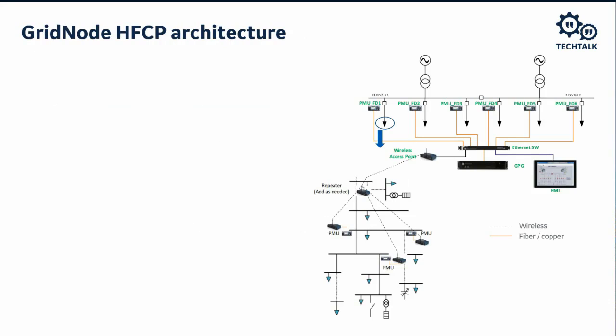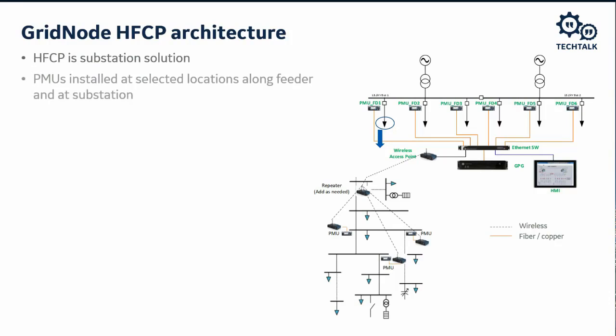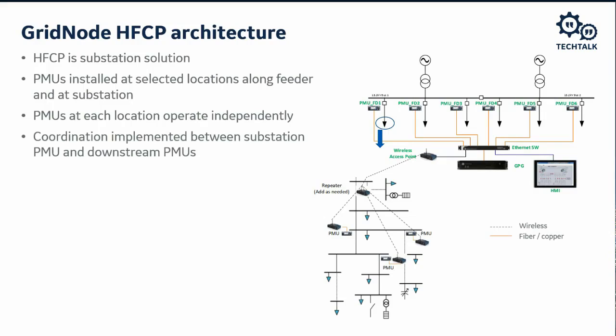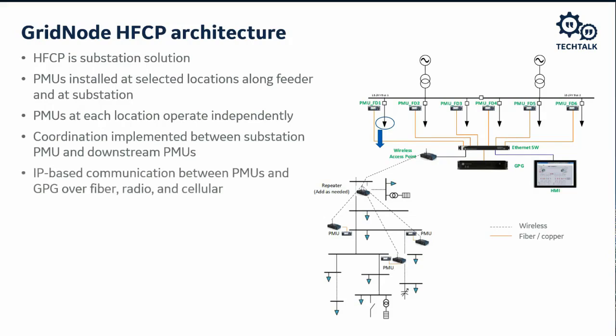Taking a closer look at the architecture, we see that the grid node HFCP is a substation solution. We have PMUs installed at selected locations along the feeder. In addition, there is a PMU at the substation. The PMUs at each location operate independently. We have coordination implemented between the substation PMU and the downstream feeder PMUs. There's an IP-based communication between the PMUs and the substation PMU over fiber, radio, and/or cellular.